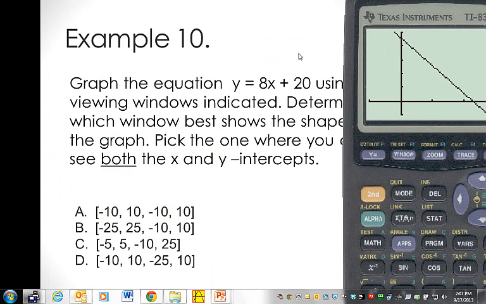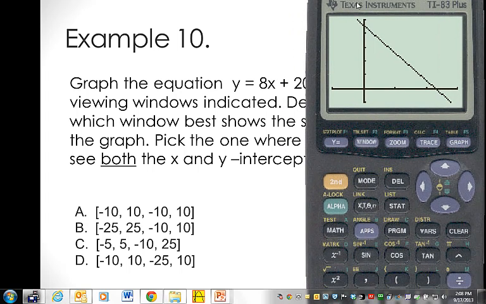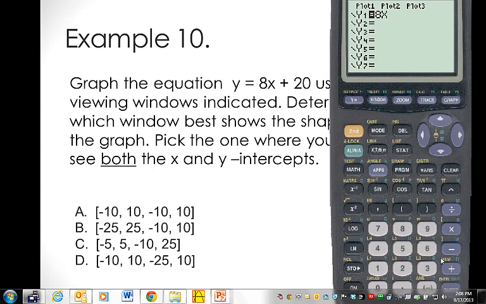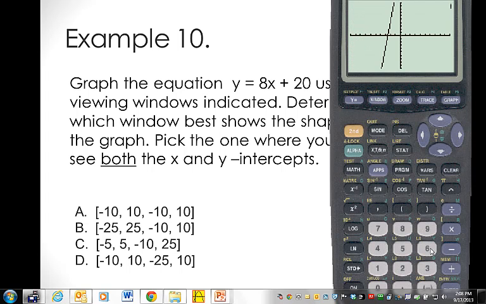Okay, another one. So graph the equation y equals 8x plus 20, and do the same thing with those viewing windows. So y equals, let's clear that out first. So 8x plus 20. Let me make this smaller. Let's go back. This first one is a standard viewing window, so zoom 6. And there we go. So not bad.